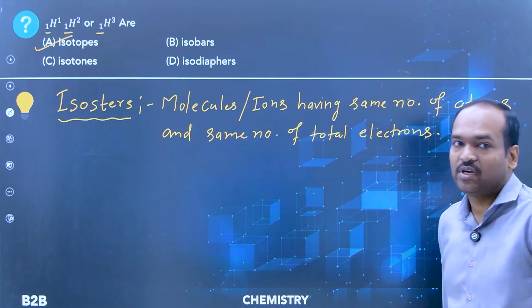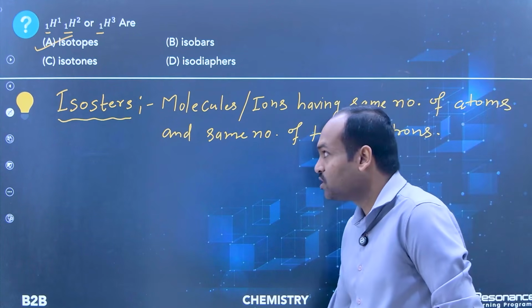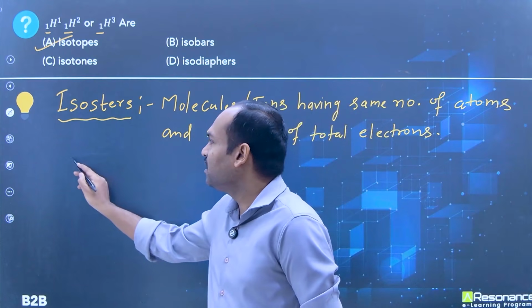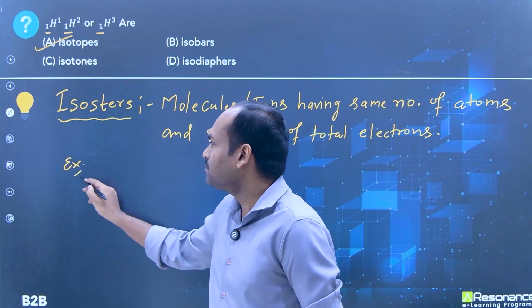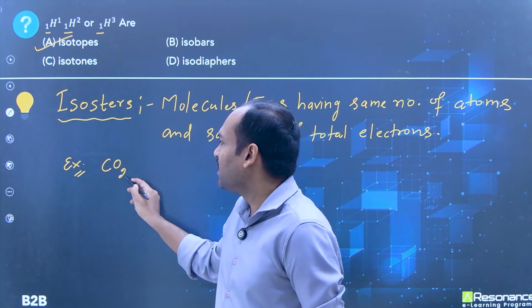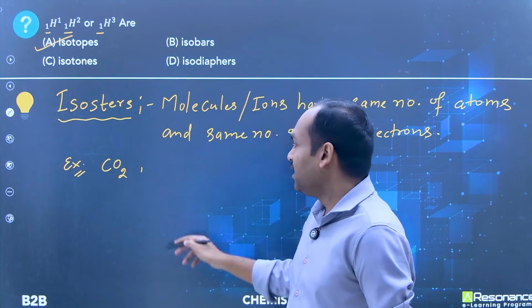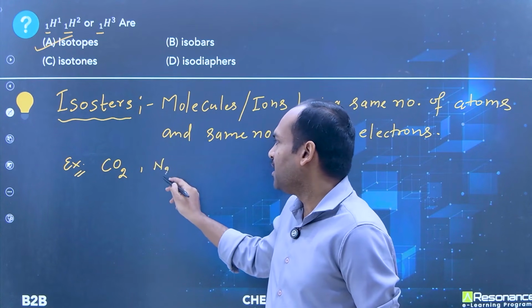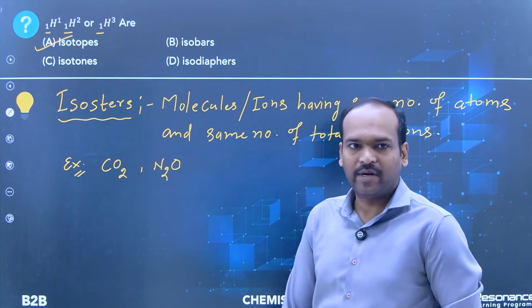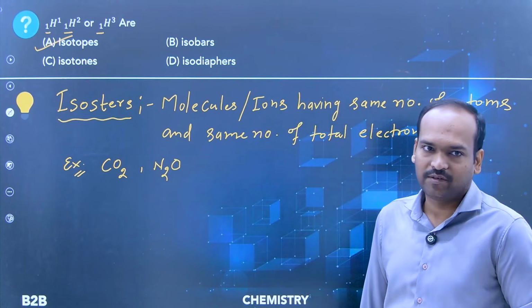Okay, same number of total electrons. These species are known as isosters. Now you can create the example easily. Like if we have carbon dioxide and dinitrogen monoxide. Carbon dioxide and dinitrogen monoxide.